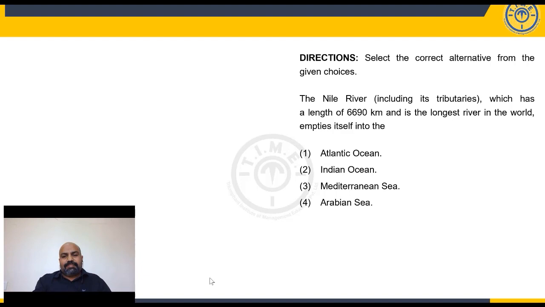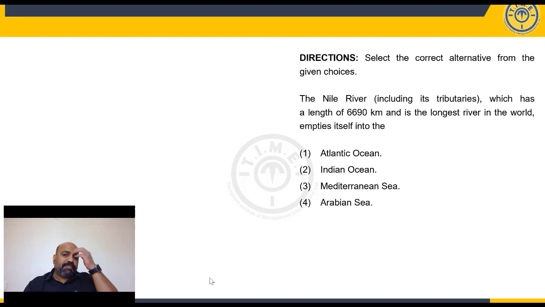If you look at the Atlantic Ocean, it's the second biggest ocean in the world. The Indian Ocean is the third, and the Arabian Sea is an extension sea of the Indian Ocean. It should be called the Indian Ocean, but then they call it the Arabian Sea. And on the other side of the Indian Peninsula, on the eastern side, we have the Bay of Bengal.